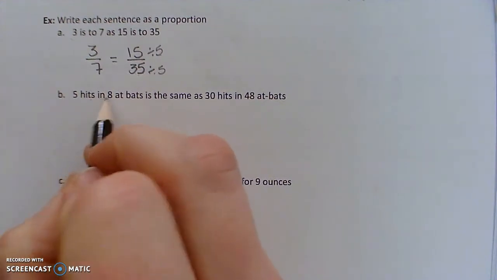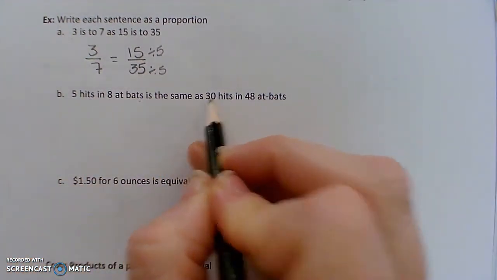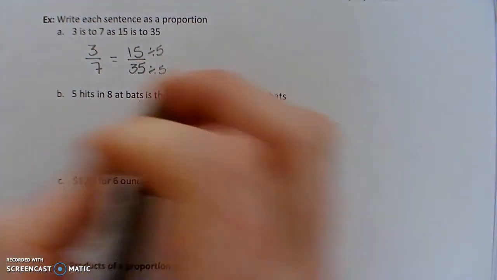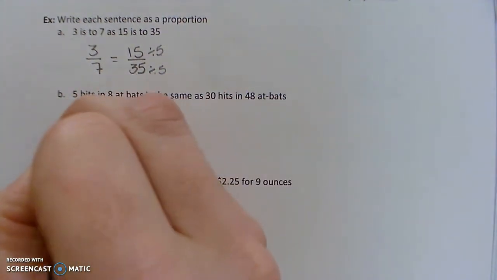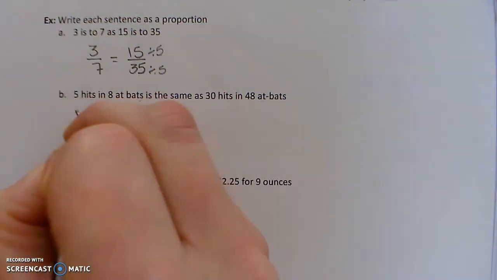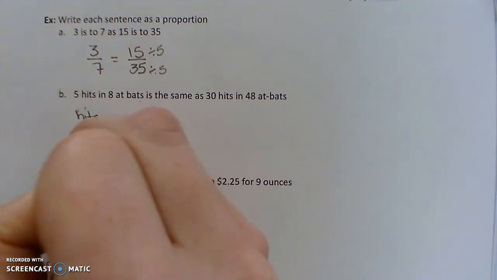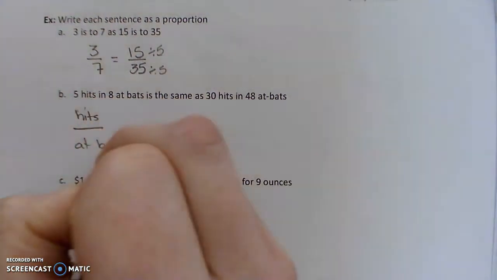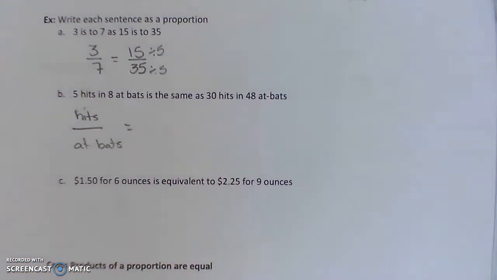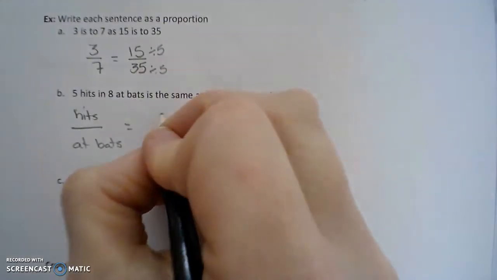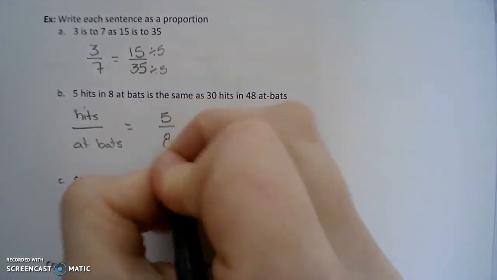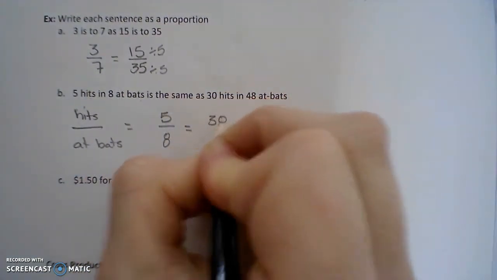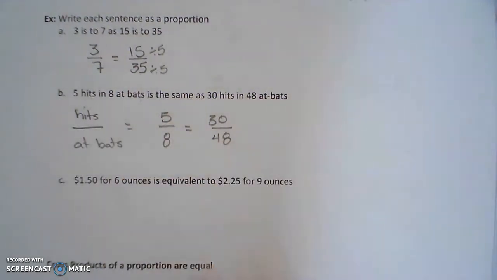5 hits in 8 at-bats is the same as 30 hits in 48 at-bats. So really the ratios here are comparing hits to at-bats. So the fractions I'm going to write down, the number of hits will always be in the numerator, and the number of at-bats will always be in the denominator. So I could say 5 hits in 8 at-bats is the same as 30 hits in 48 at-bats.